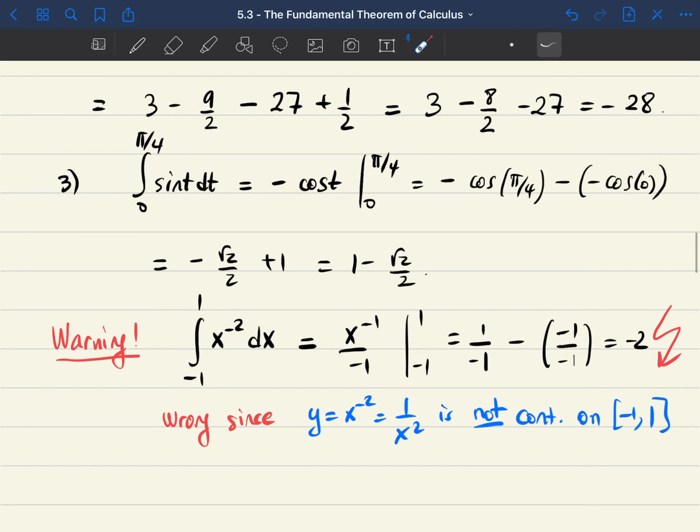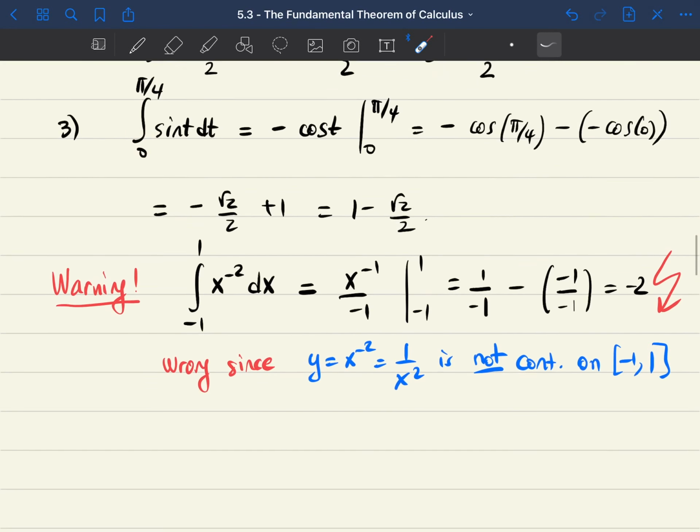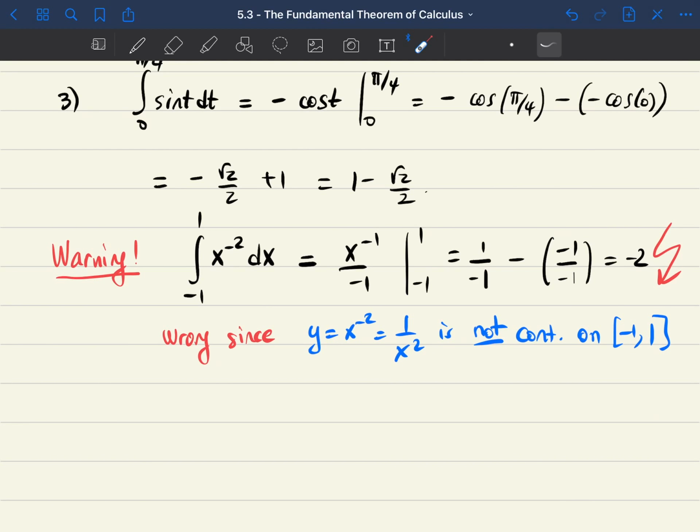Now you can integrate these functions also if you have, for example, a variable here. Okay, you can also do that. So for example, let me do one more example here.